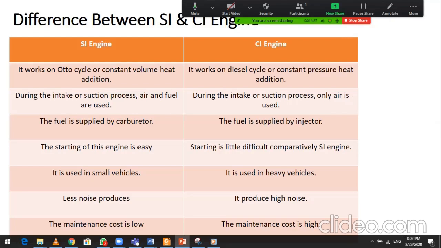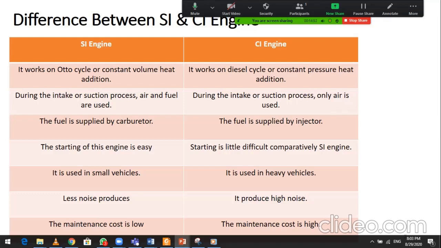During the intake or suction process, air and fuel are used in SI, and during the intake or suction in CI, only air is used. The fuel is supplied by carburetor. The fuel is supplied by injector. The starting of this engine is easy. The starting is really difficult compared with SI engine. It is used in small vehicles. It is used in heavy vehicles. Less noise is produced. It produces high noise. The maintenance cost is low. The maintenance cost is high.